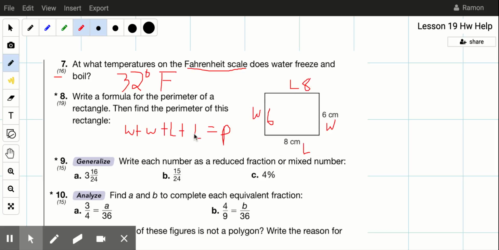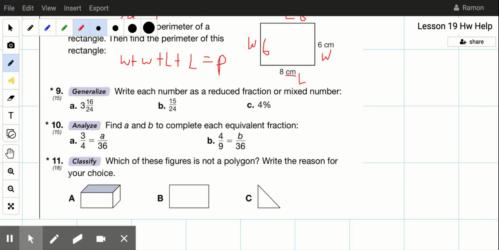And then you just substitute them into the equation and solve for the perimeter. Don't forget to include your units. Number 9, write each number as a simplified fraction or a mixed number.